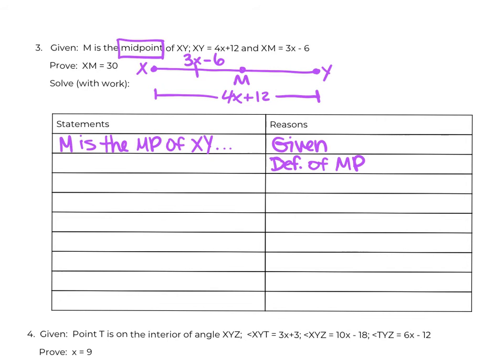So XM congruent to, what'd you say? MY. MY. Because that's what midpoint means. It means those two parts are equal to each other, congruent to each other. All right, now here's where you guys maybe got tricked. If XM is congruent to MY, okay, I put my little congruent markings right here. What can I do with that 3x minus 6?